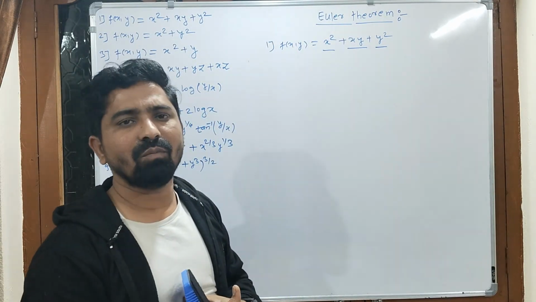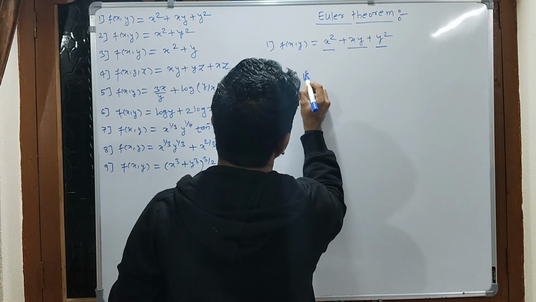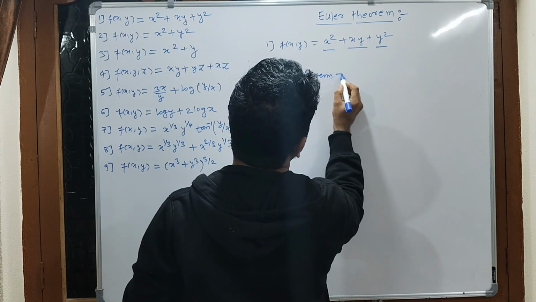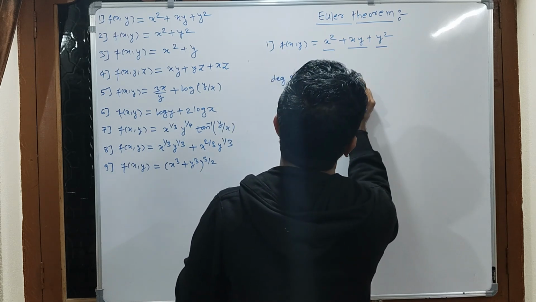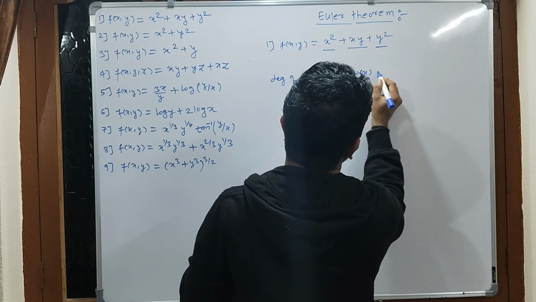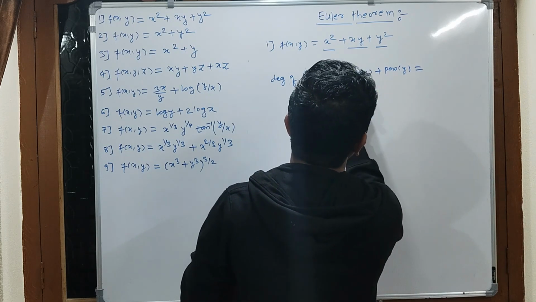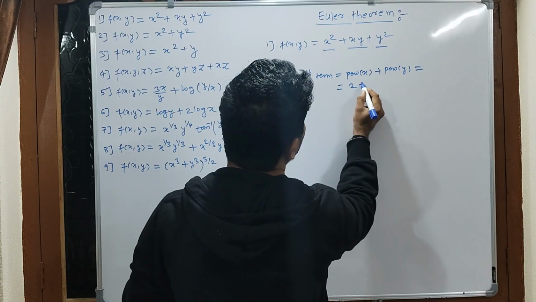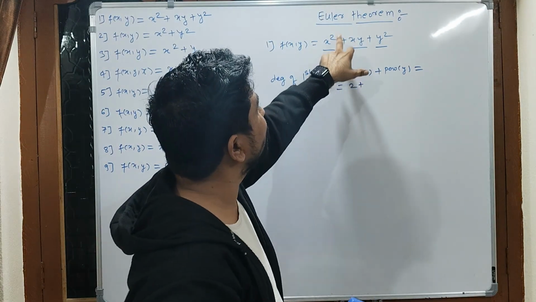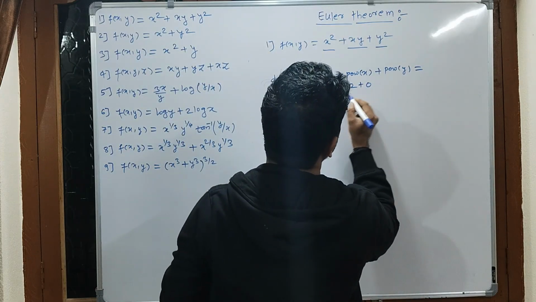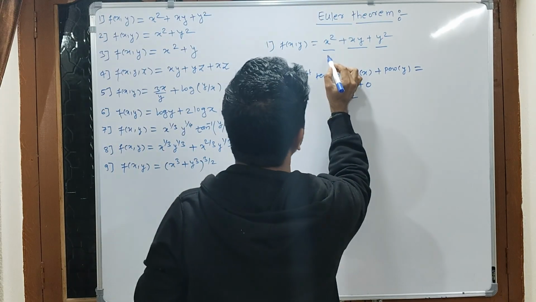So how do we find the degree of my first term? The degree of the first term is the power of x plus the power of y. Here the power of x is 2 and y is y to the power 0, so the power of y is 0, which gives 2. So the degree of my first term is 2.